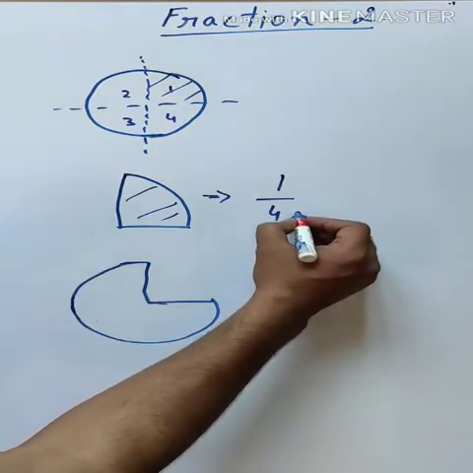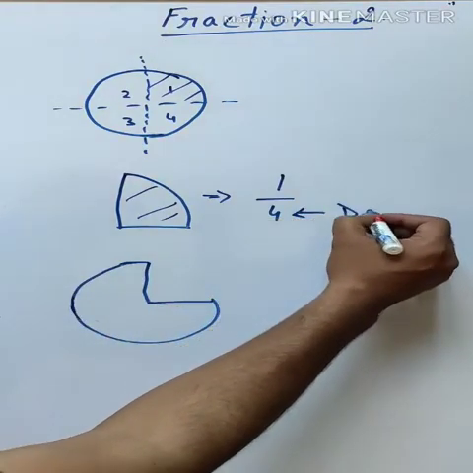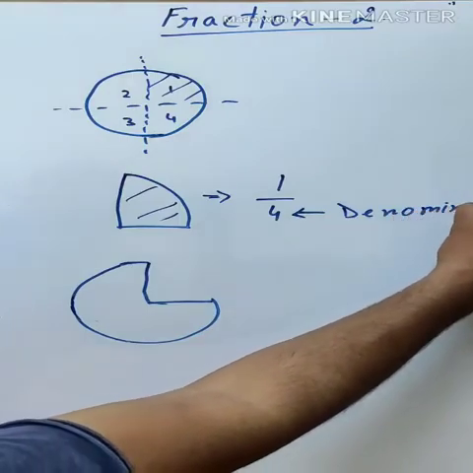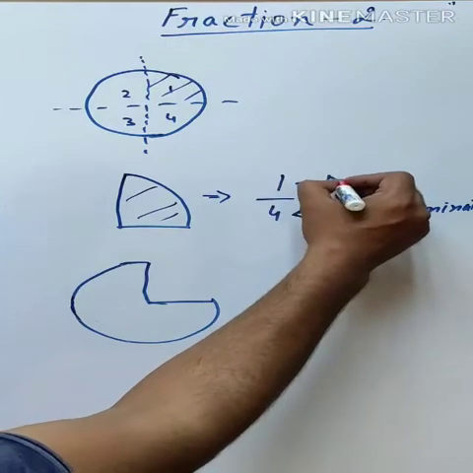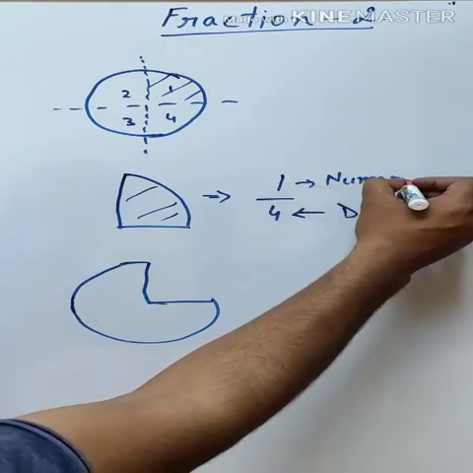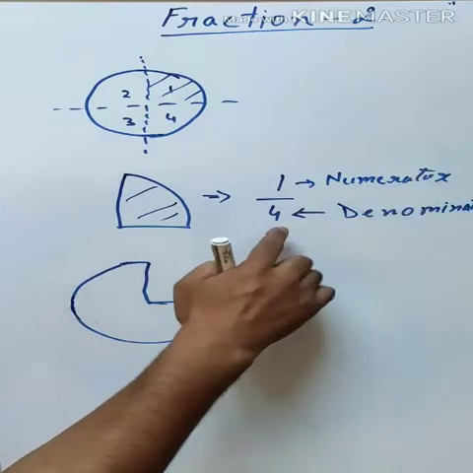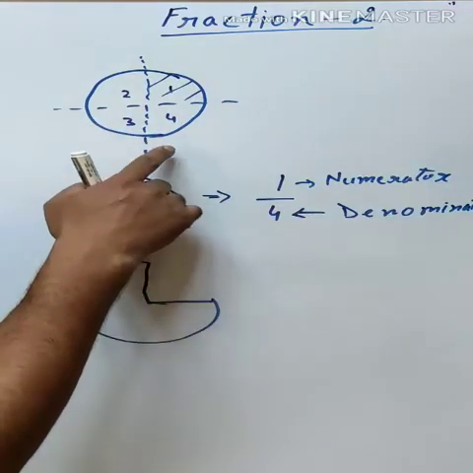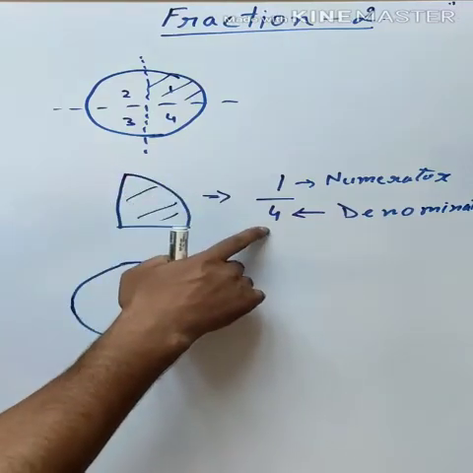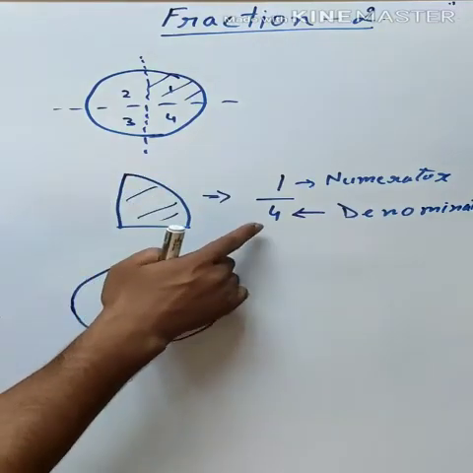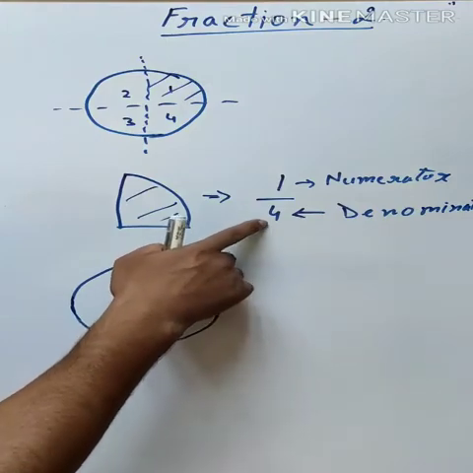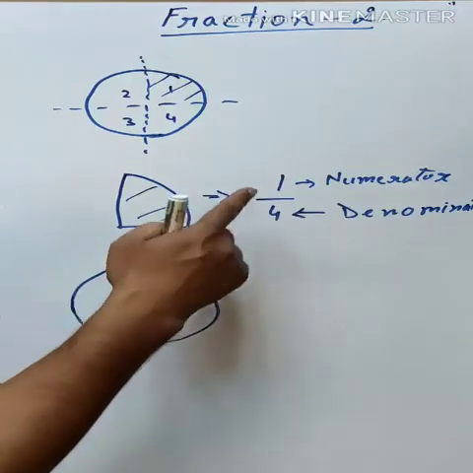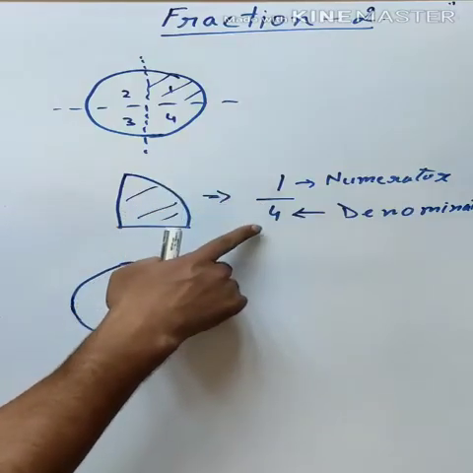This is called the denominator, and this is called the numerator. The denominator says how many parts you have divided the cake into. The denominator shows in how many parts you have divided the cake, and the numerator shows how much part you have taken. Okay, so we have taken one part out of 4.